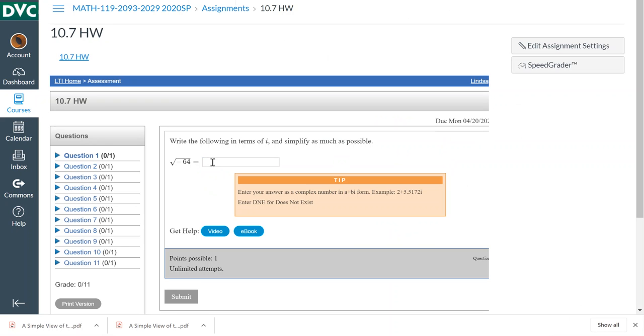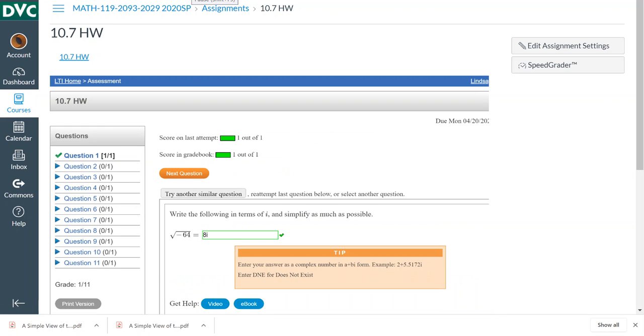All right, so question 1, the minus sign is underneath the square root. So we're going to have the square root of minus 1 times the square root of 64. The square root of minus 1 is i, and the square root of 64 is 8. And I think it just reads nicer if we say i times 8 is 8i. Submit, and we did excellent.